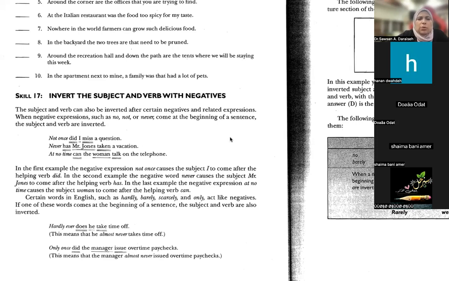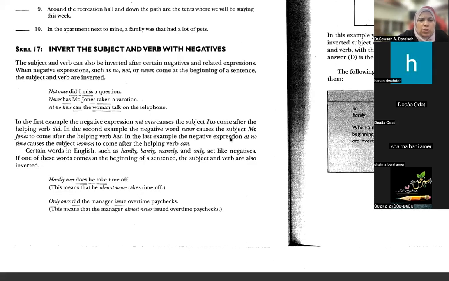What does the writer of the book say? The writer of the book says that in the first example, not once did I miss a question. The negative expression, not once, causes the subject I to come after the helping verb did. So that's why we have did, then I. That is, we have the verb, then the subject.